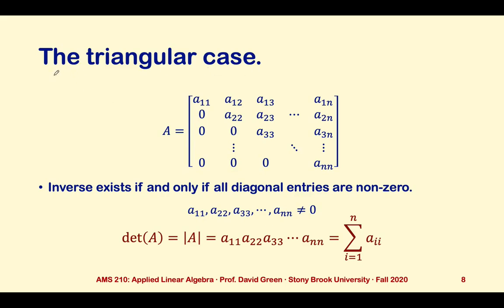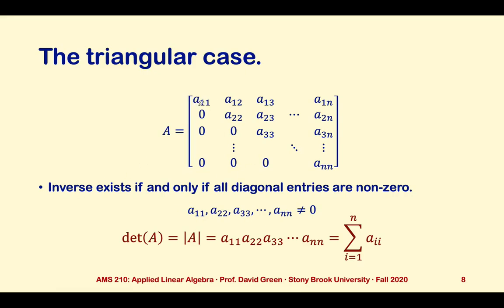Let's begin with a discussion of a more general form, but a simpler case: the triangular case, a case where we have a triangular matrix. I've shown this in the case of an upper triangular matrix, but we could also get the same result from a lower triangular matrix.